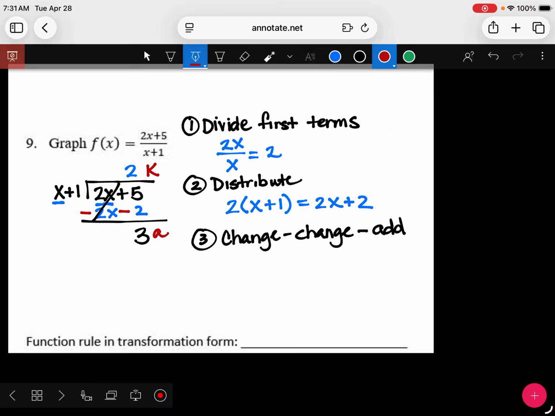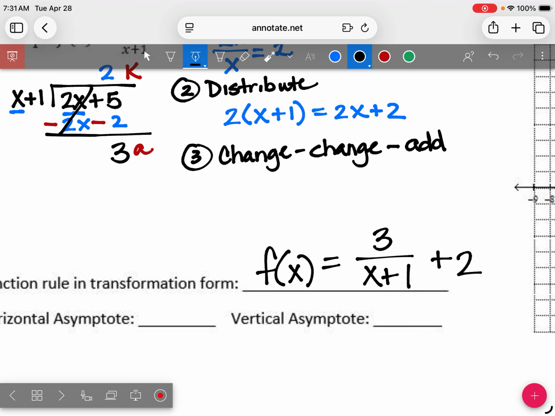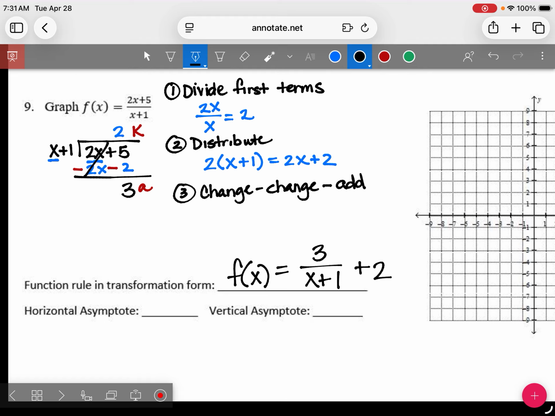So let's write it in transformation form. F of x equals, make your fraction. A is 3, that goes on the top. X plus 1 is still your denominator. And then the plus 2 is in the back. That's your transformation form. So I went slow so you all can have a chance to copy down those steps. Make sure you copy down the steps.